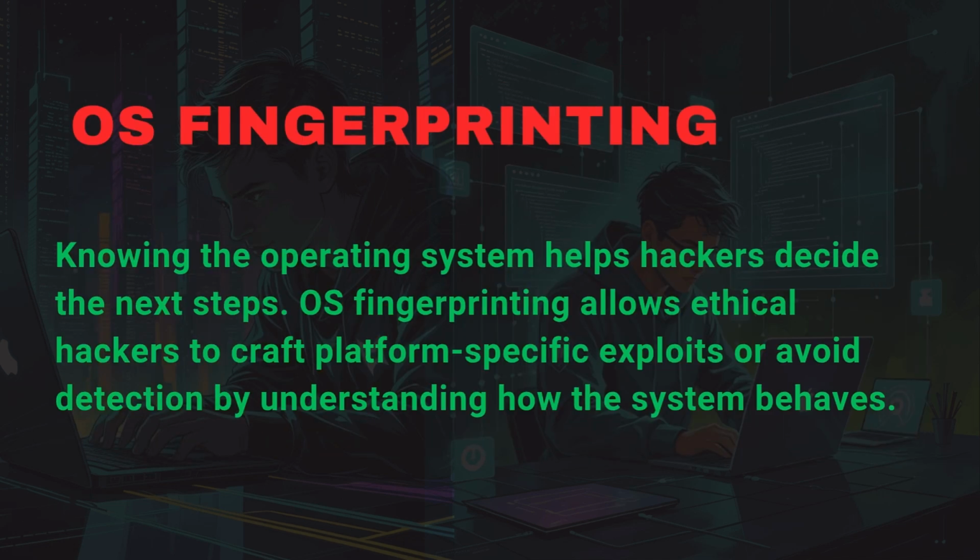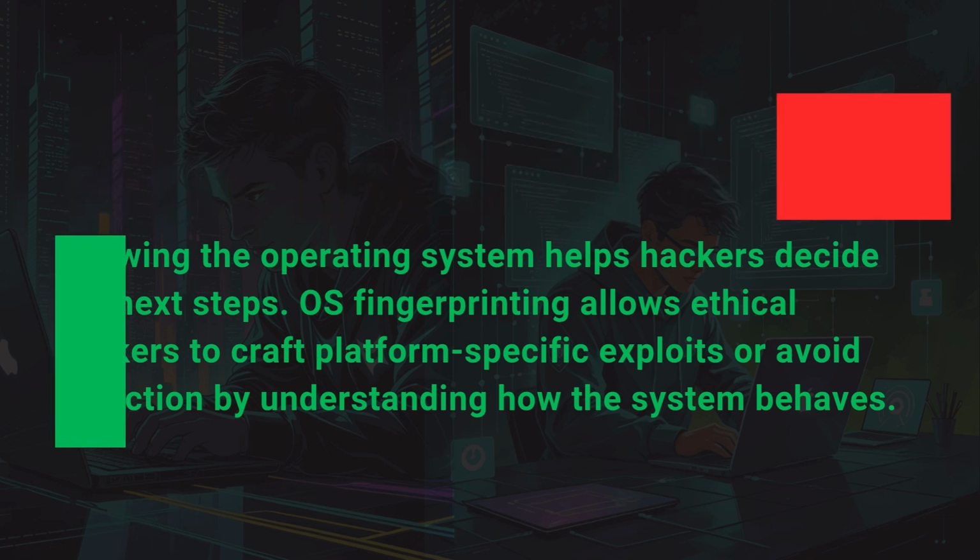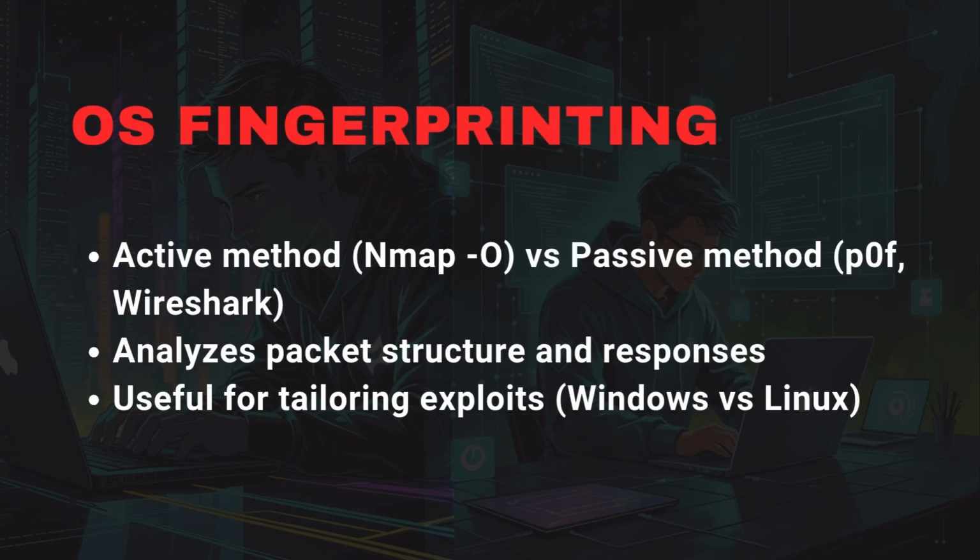OS fingerprinting. Knowing the operating system helps hackers decide the next steps. OS fingerprinting allows ethical hackers to craft platform-specific exploits or avoid detection by understanding how the system behaves. Active method, Nmap, versus passive method, p0f, Wireshark. Analyzes packet structure and responses. Useful for tailoring exploits, Windows versus Linux.